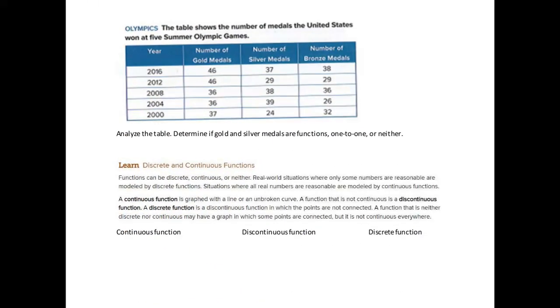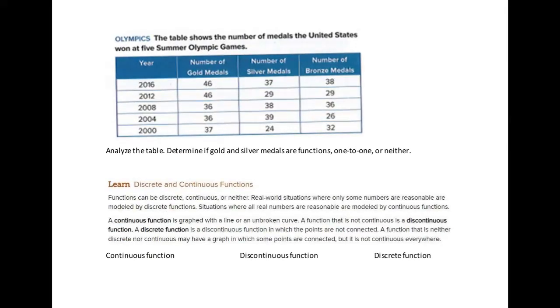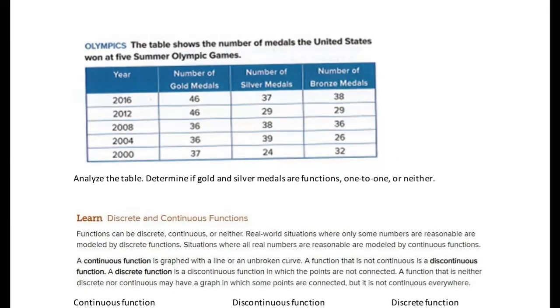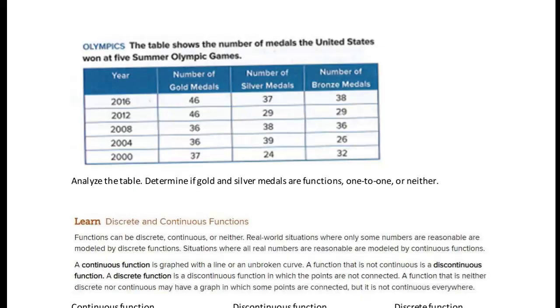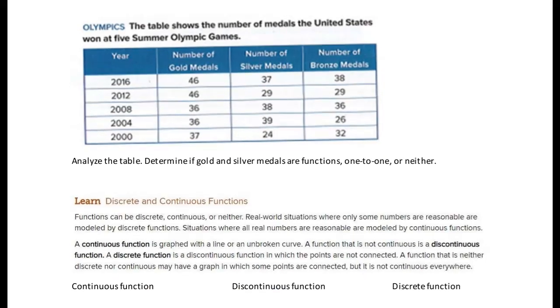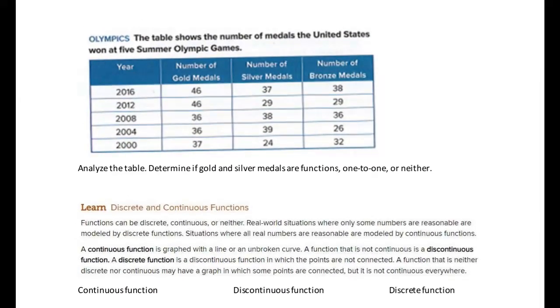Okay, so here we have some columns like tables, okay? It says the table shows the number of medals the United States won at 5 Olympic Summer Games. So they give us the years, the number of gold medals, silver medals, and bronze medals. Directions say, analyze the table, determine if gold and silver medals are functions, if they're one-to-one or neither.